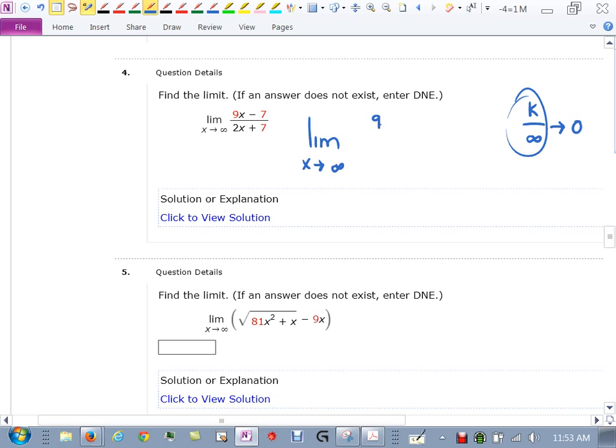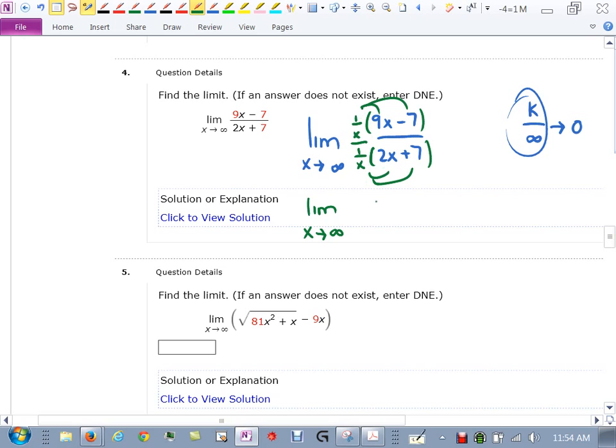So I'm going to take my 9x minus 7 and my 2x plus 7. I'm going to multiply the top by 1 over x and the bottom by 1 over x. In other words, I'm dividing the top and bottom by x. So distribute a 1 over x through, distribute a 1 over x through, and you get the limit as x approaches infinity.